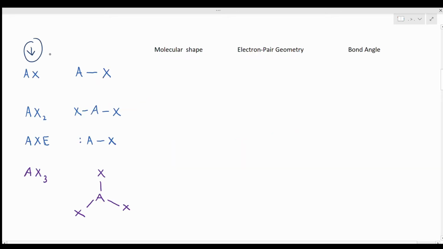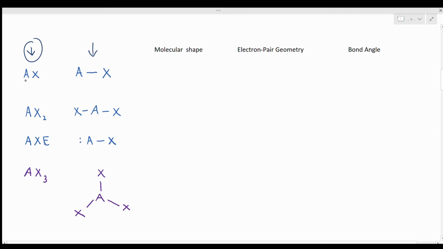In this column here, I have the general formula, which tells us the number of outer atoms and the number of lone pairs around the central atom, A. Then I have a drawing here of what that can look like, and then we will be figuring out the molecular shape and the electron pair geometry and the bond angle.